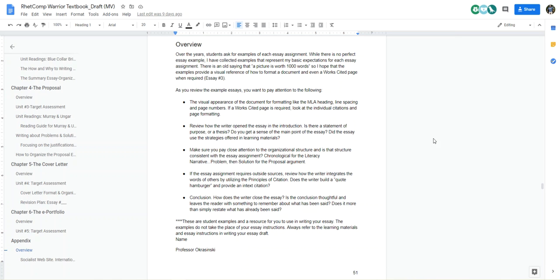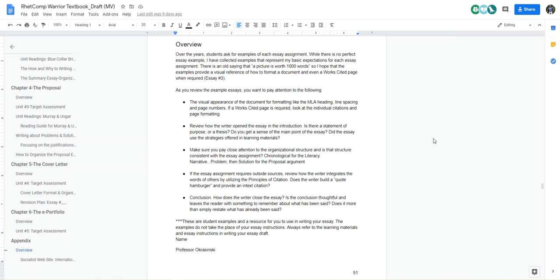So one thing you want to be aware of when you review these examples is to look at the document, the visual appearance for formatting. It comes really handy on how to format your particular essay assignment. Review how the writer opened the essay and the introduction. Look at the introduction. Did they answer the 5 W's? You get a sense of the main point of the essay, okay? Take a look at the organizational structure of that example.